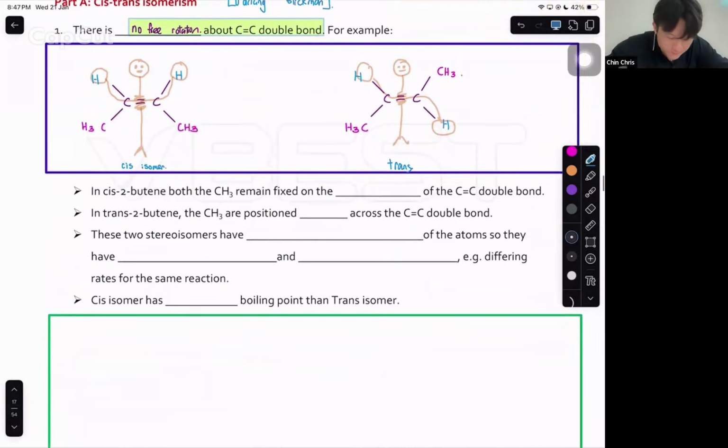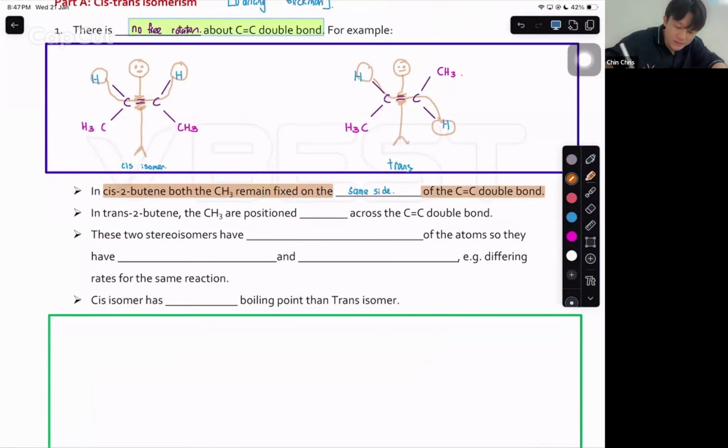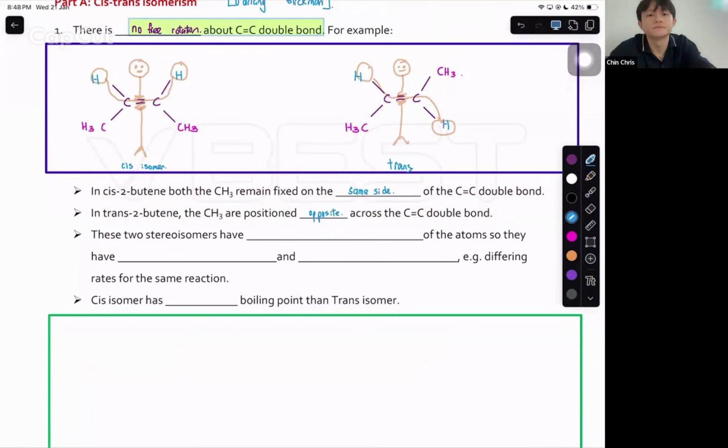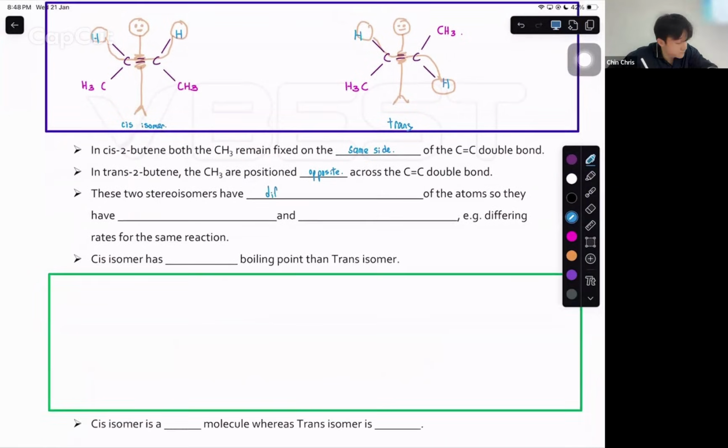Always remember a cis is always like a big C, so your hands should be on the same side. Cis is always the same side, but trans is always the opposite side. These two isomers have different spatial arrangement. Remember that, the spatial arrangement is different.